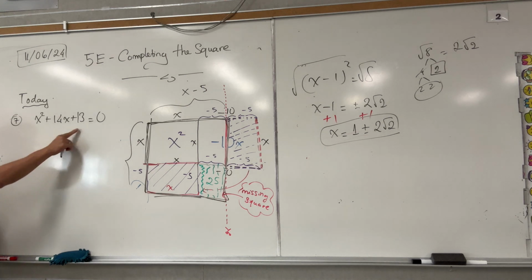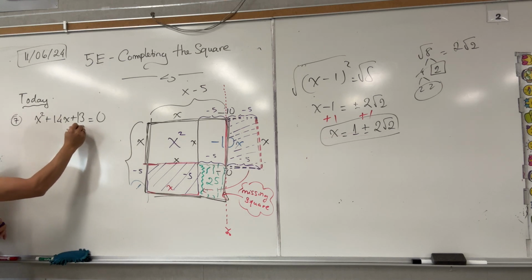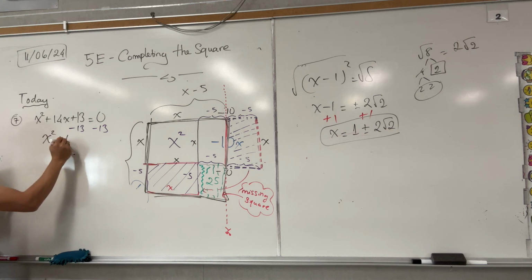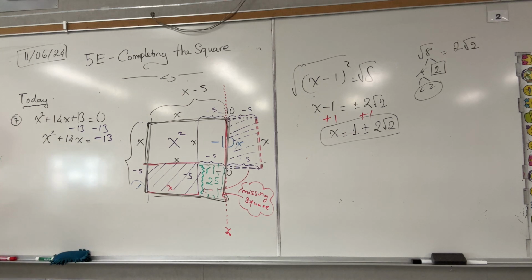Yes, you want to move the number to the other side. Whatever number you have, you need to move to the other side. We don't care about this, okay? So minus 13 is going to be x squared plus 14x equal to negative 13. All right, let's give Arely 1 point.